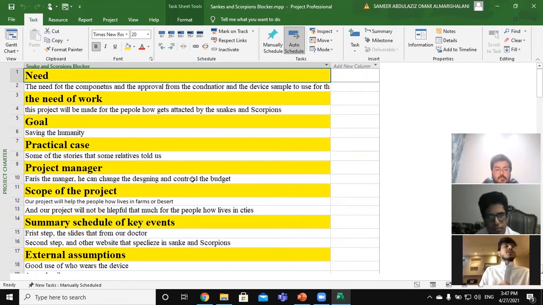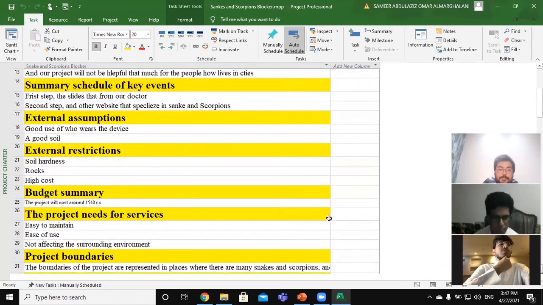And also we have a summary schedule of key events in our project charter. First step, the slides from our doctor, we get information from them. And the second step, the website, the website has information about snakes and scorpions. Down, please. And also we have here external assumptions.